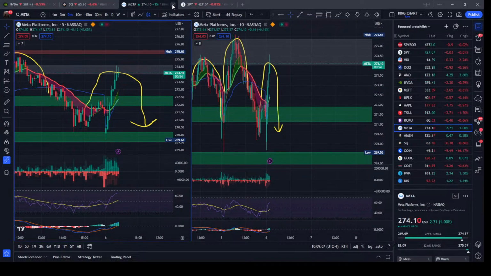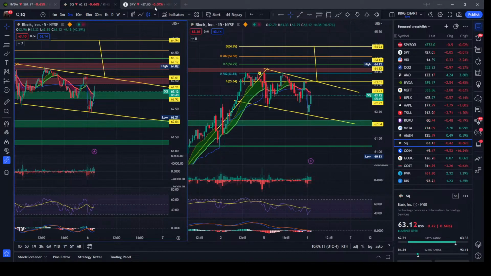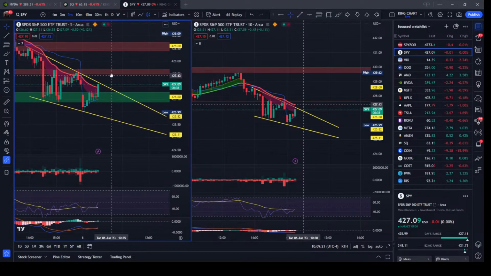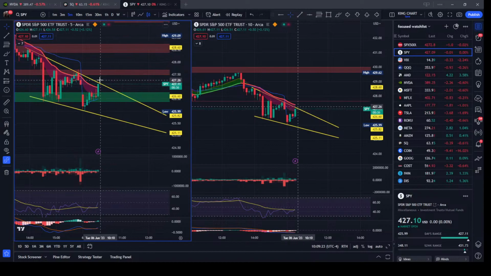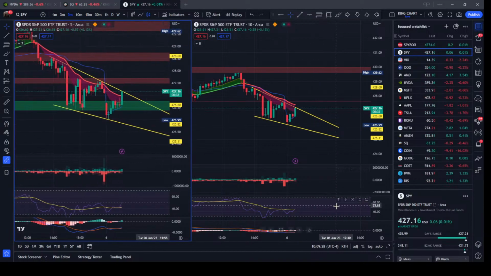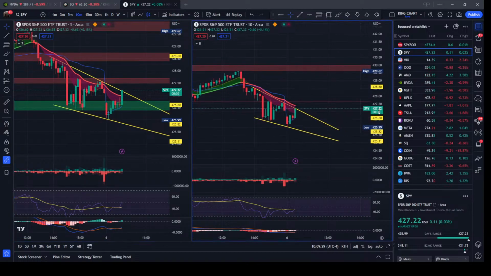I think I'm just going to take Meta off my radar for right now. But we are looking good on SPY. So SPY calls are looking really good. Just waiting for a 5-minute close right here. Yeah, look at that push, guys. Looks really nice.